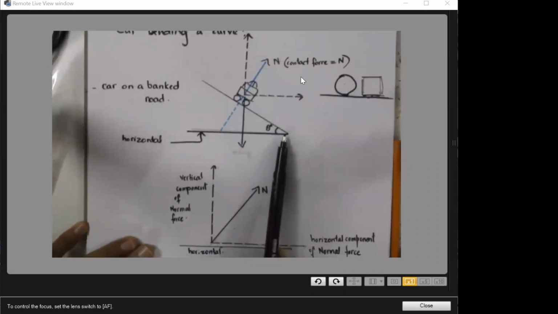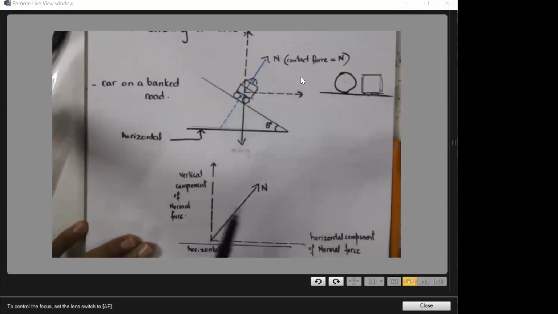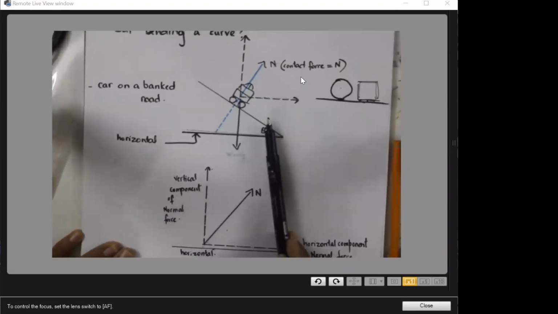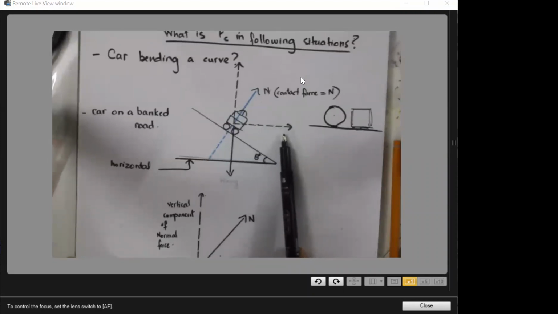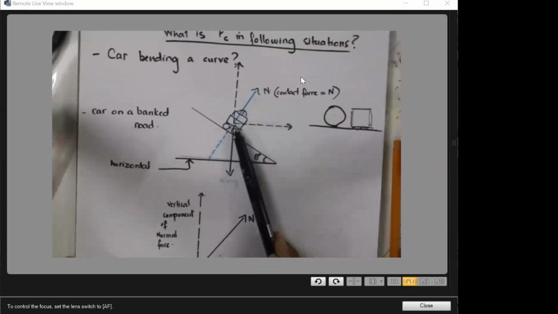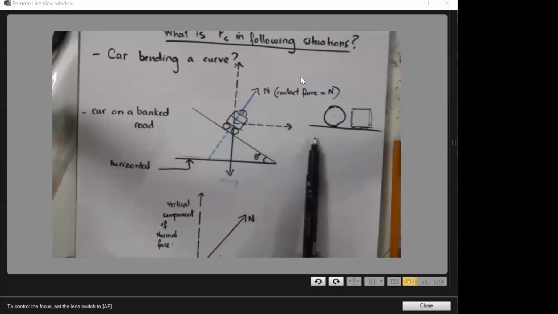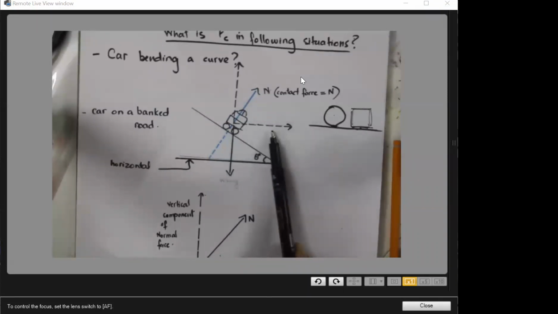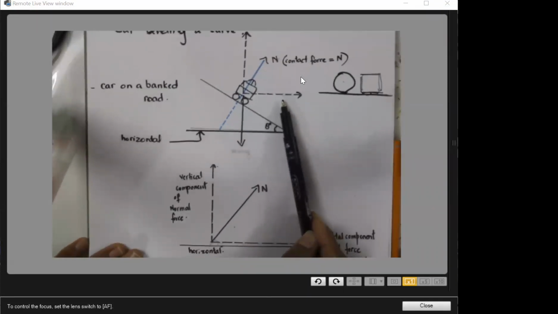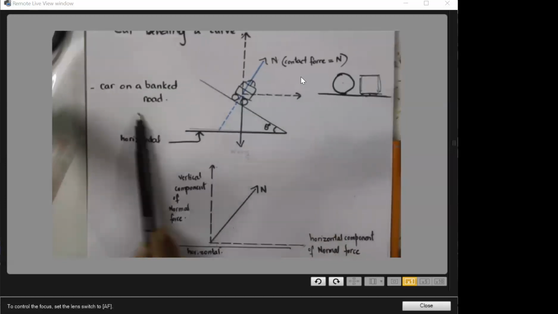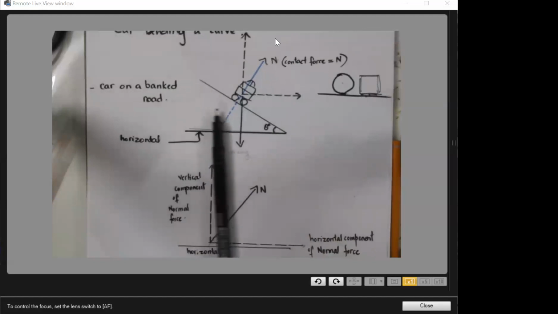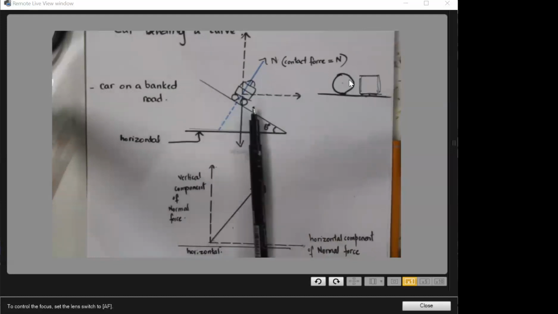Any idea? You can take a hint from my diagrams. What is the centripetal force in this particular case? Centripetal force, remember, will always be directed towards the circular path. So what is the centripetal force here? Sundus? Looking at the diagram, any hints? Any raised hands? Okay, let me do it quickly because we are running out of time.